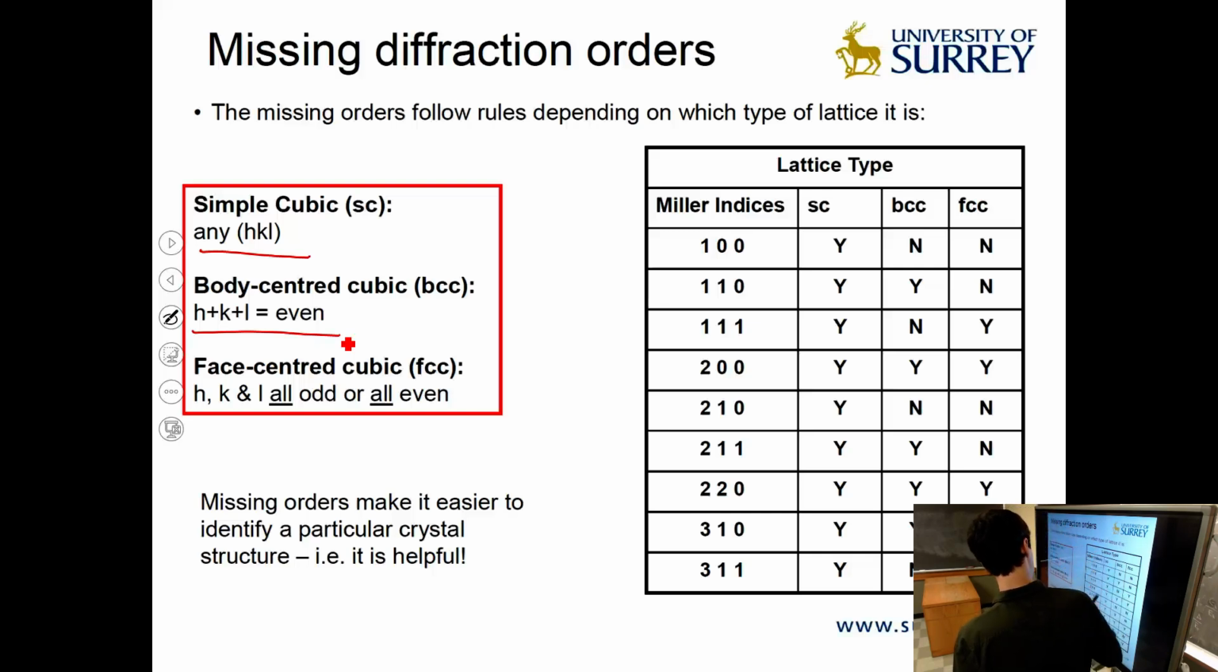Okay, so for simple cubic, all of them are allowed, but for BCC, for example, 1, 1, 0 is allowed because 1 plus 1 plus 0 is an even number. However, they are not all even or all odd, and therefore it is not a true diffraction peak for the FCC type. And it goes on and on following these rules. So there are missing diffraction peaks.